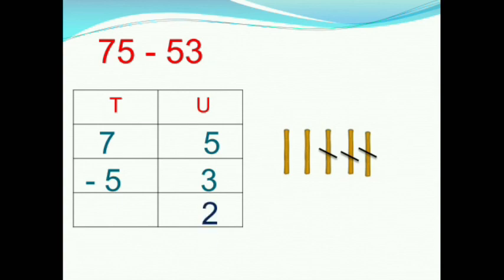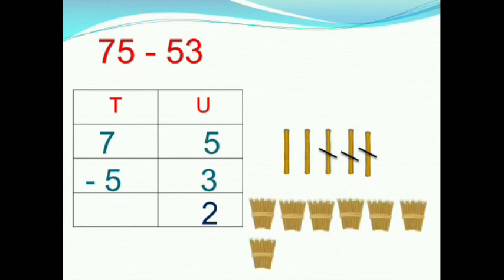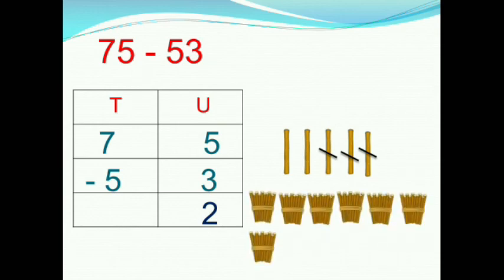In the tens place we have 7 and 5. First number is 7. So we will put 7 bundles of 10 sticks. Next number is 5. So we will cut 5 bundles. Now how many bundles are remaining? 1, 2. 2 bundles are remaining. So we will write 2 in tens place. Therefore, 75 minus 53 is equals to 22.